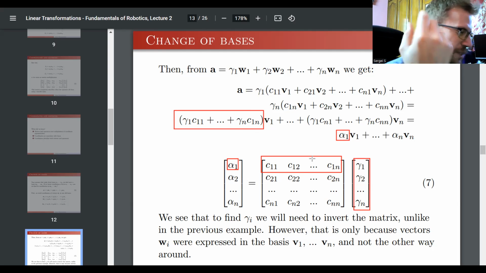Notice that if we want gammas, we have to invert this matrix now. This is not something you need to memorize. It just happens so. And the reason it happened so is because we expressed omegas in terms of basis V. If we did it otherwise, if we expressed V's in terms of basis omega, it could have been different.